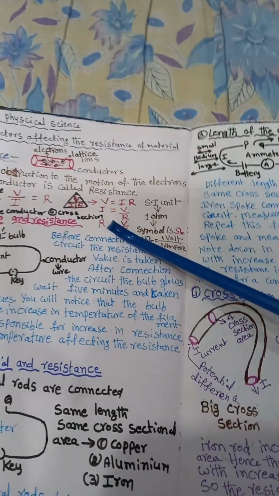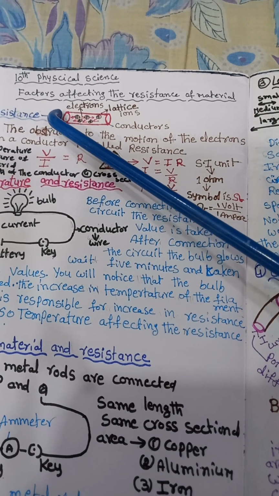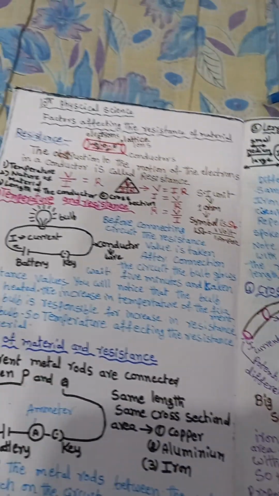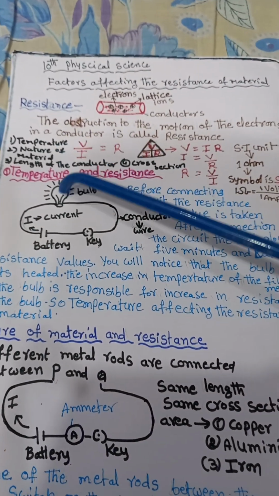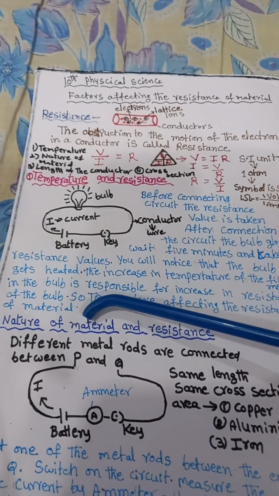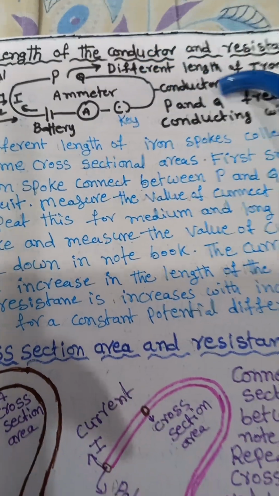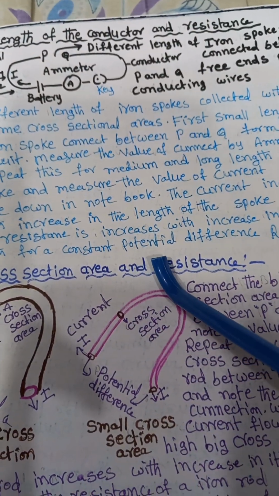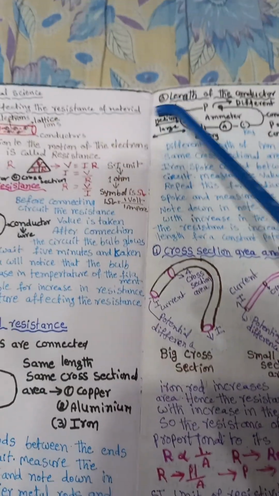So here we learn about the four factors affecting the resistance of a material, and they are temperature, the nature of the material, the length of the conductor and the cross section area. So these four factors are affecting the resistance of a material.